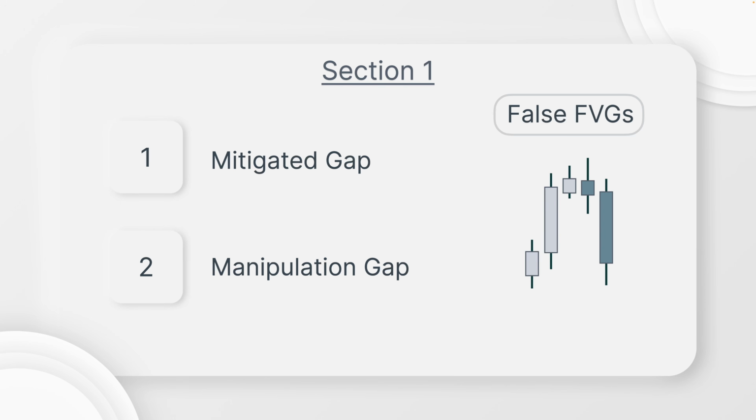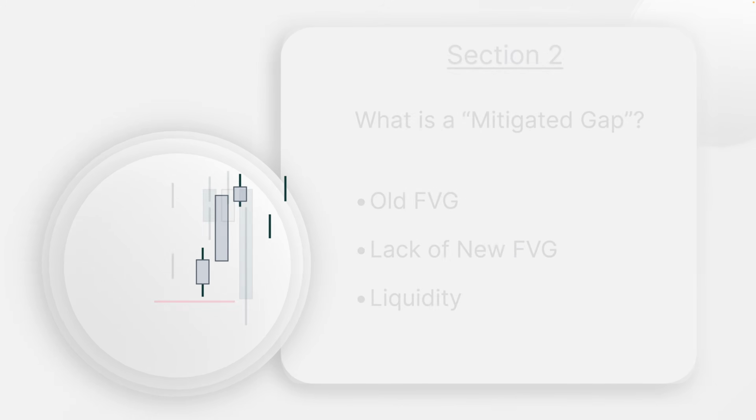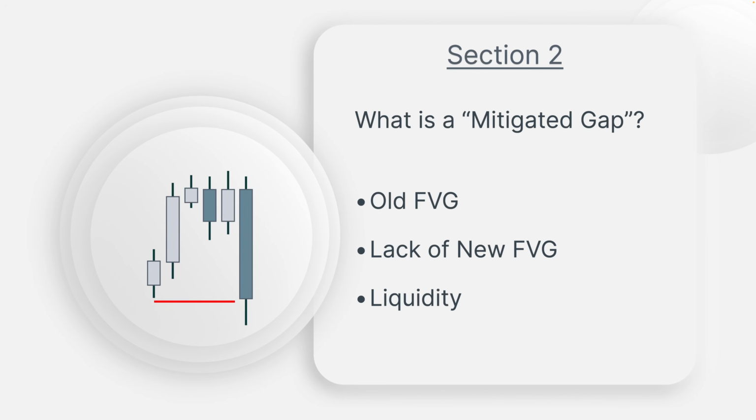Now, number one, the weakest fair value gap that we have is a mitigated gap. Then the second one is a manipulation gap. These are known as false fair value gaps, and these can create a formation that we see on the right, for example, right there. Now, what actually is a mitigated gap? That's the first step to understanding the strongest fair value gaps. Section 1, we see what is a mitigated gap.